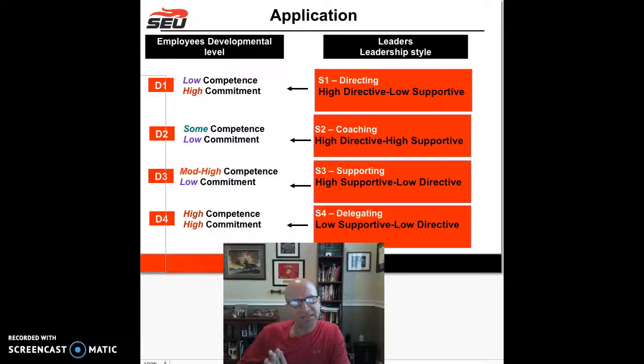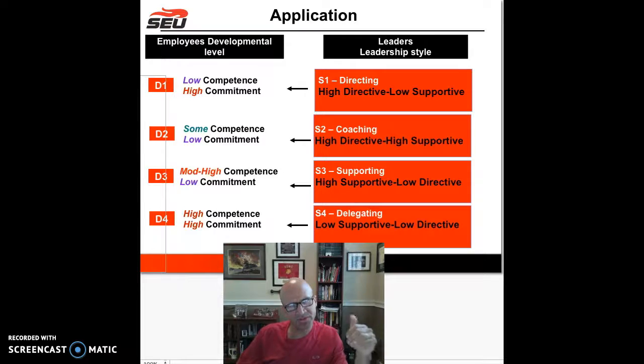So how does this happen? Well, the employee goes through four different development levels. The first one, D1, as explained in the book, is the employee has low competence but a high commitment. D2, the employee has some level of competence but is not really committed to the position. D3, the employee has a high to moderate competence level but low commitment. And then D4, both are high. The level of competence is high and the level of commitment is high.